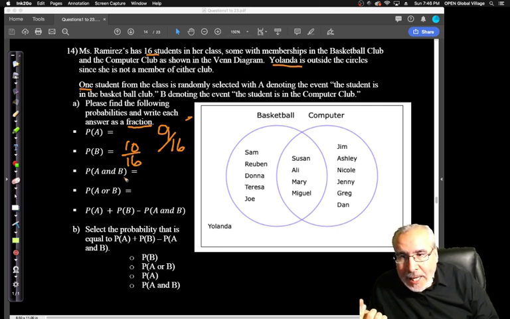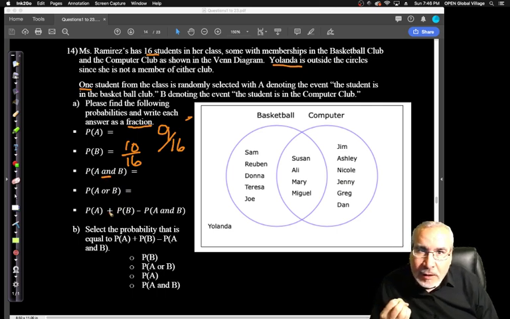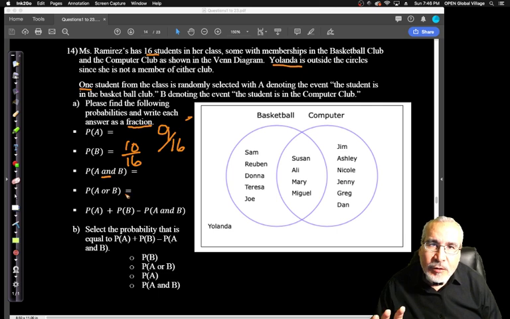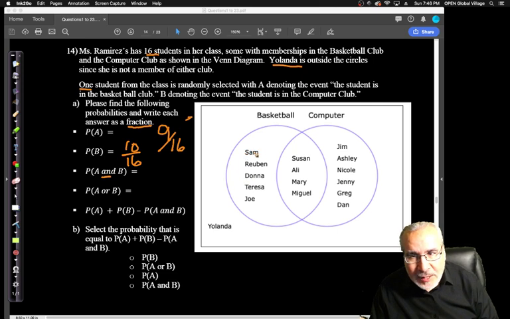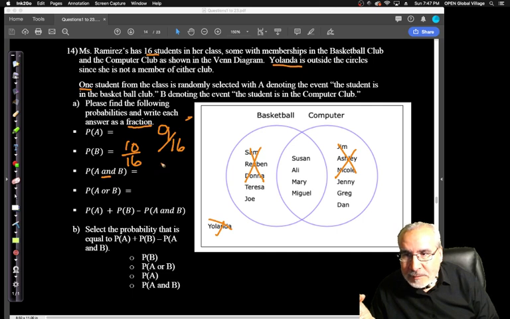Probability of A and B. Now remember, this and is an exclusive and. They have to be in both clubs. If they are not, they're excluded. So that excludes these folks here, and of course Yolanda's not in either one. So the only ones that are in both are here in the middle. And there's 1, 2, 3, 4. And the probability of that would be 4 over 16.